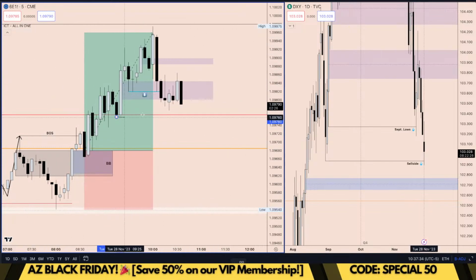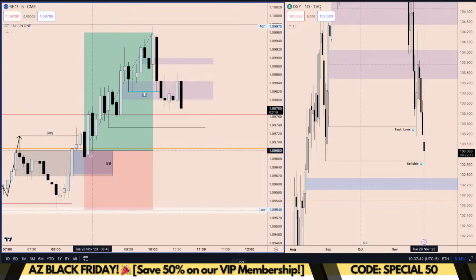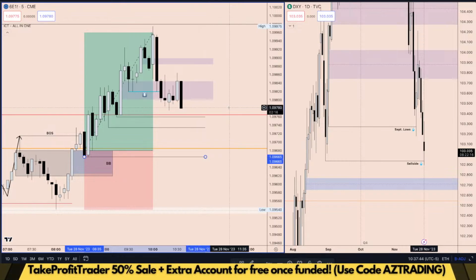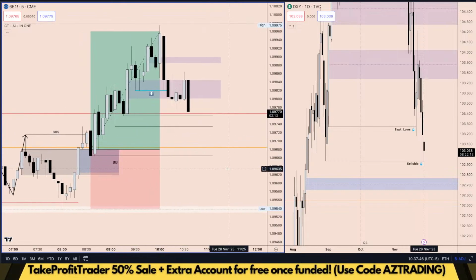Which would be coming in right here at this low. This low right here, every short-term low. That's just sitting there waiting to be hit. So overall, we see the short is still playing out.